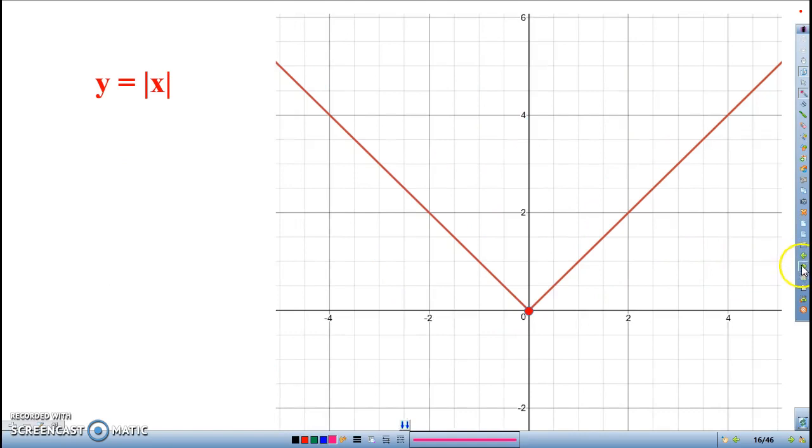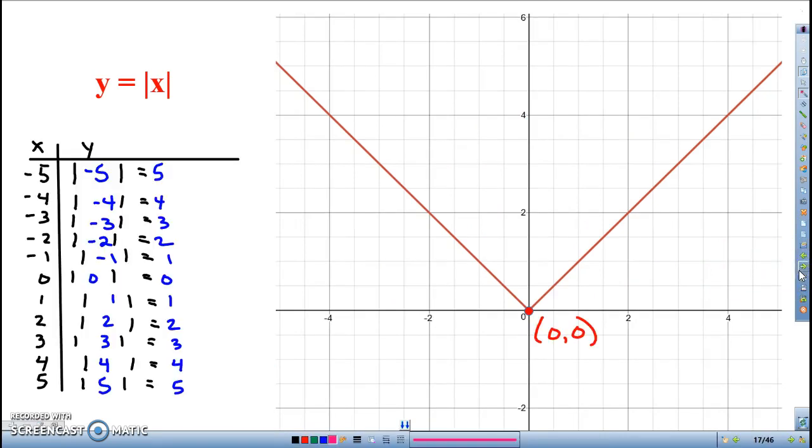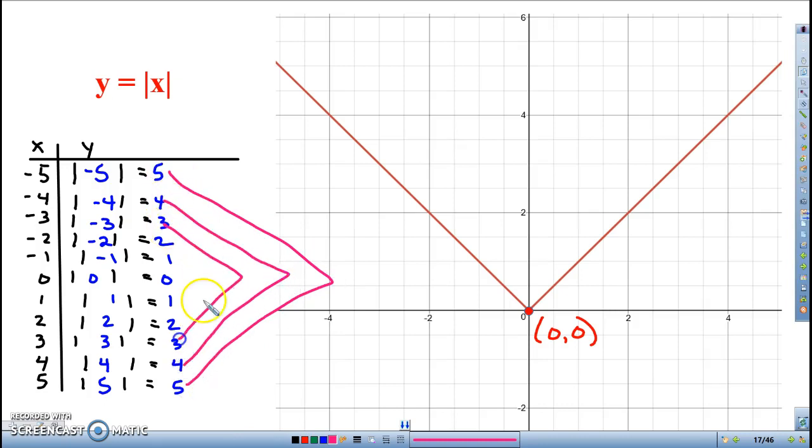All right, here's your parent absolute value function. Absolute values are always in the shape of a V. Graphable region, look at this. I'm going to do V shapes here. Once again, they reflect across your axis of symmetry. Axis of symmetry runs right down the middle of your vertex.